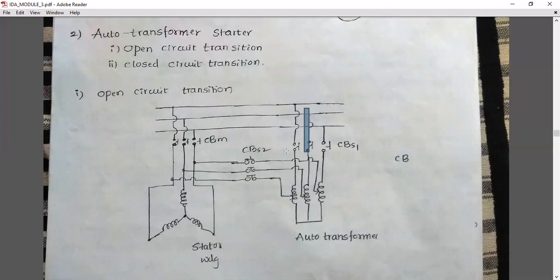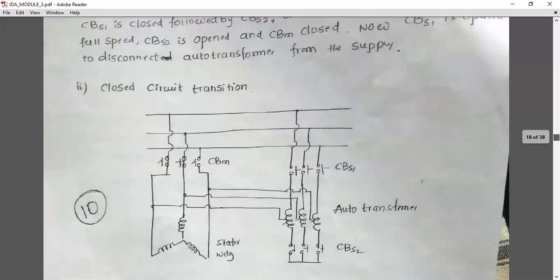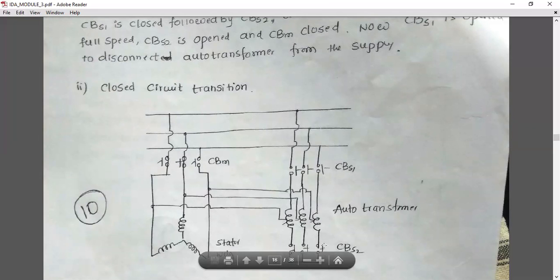When the motor reaches steady state value, these two switches are no longer needed, and it is connected directly to the three-phase system by switching on CBM. So in starting we use the auto transformer, and after that we isolate it. This is the first method. The next method is closed circuit transition, where instead of here, S2 is connected here. Again, initially the three-phase circuit is connected to CBS1, the auto transformer, and CBS2 to the stator. When the motor reaches steady state value, it is connected directly through CBM.